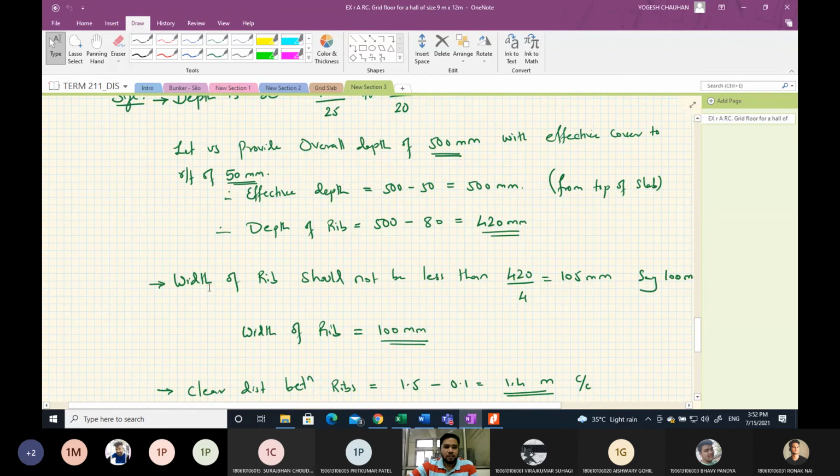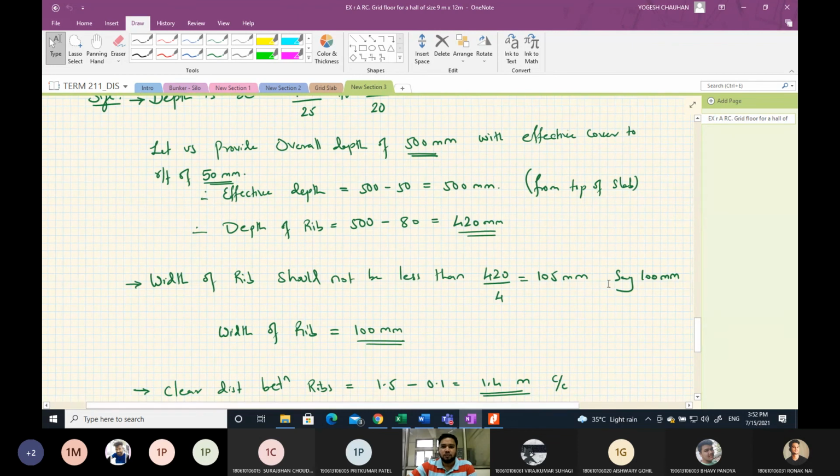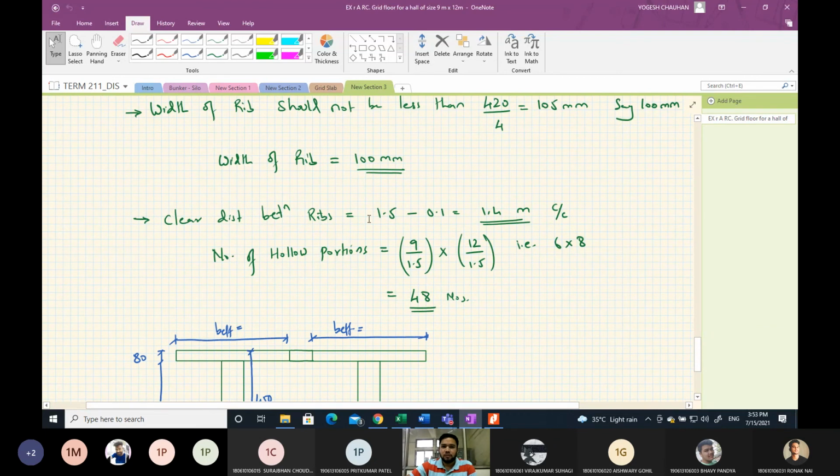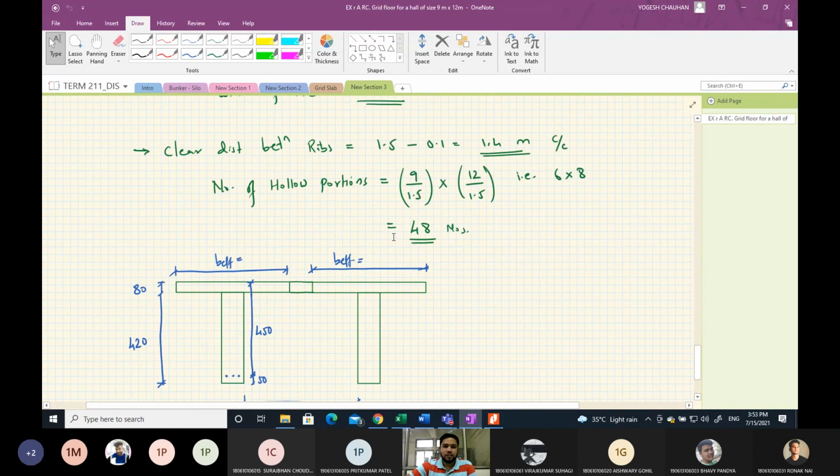Then the width is assumed to be about the depth of the rib by 4, that is one-fourth of the depth of the rib, which is around 105 mm. So we assume the width of the rib as 100 mm. So the clear distance between the ribs will be 1.5, which is the center to center distance between the ribs. This is the center line of the rib, this is the center line of this rib, and this distance is 1.5.